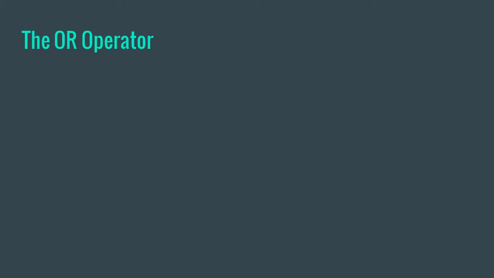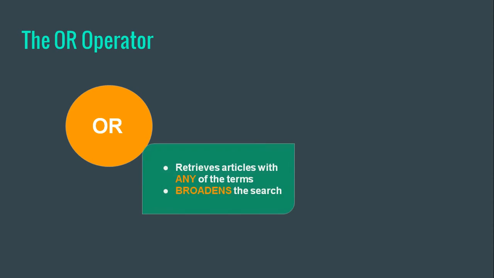A very important one is also the OR operator. The OR operator retrieves the articles with any of the terms in the article or in the profile, and it broadens your search, because there are some profiles that either misspell the word or have a different style of writing the words, just like front end as one word, front-end with a dash, or front end with two words.